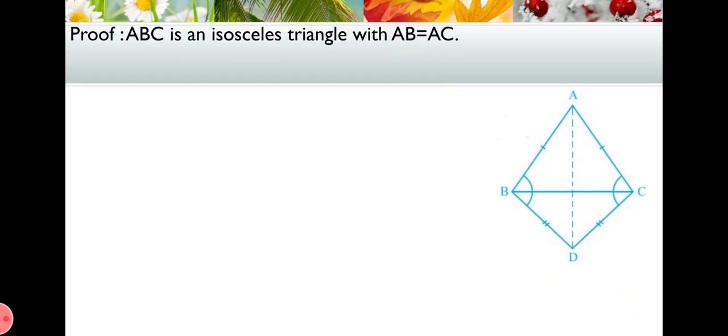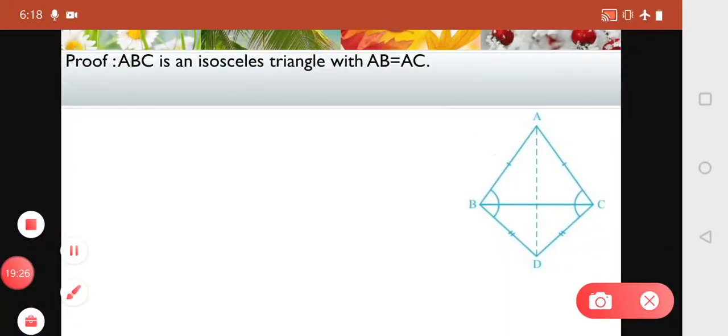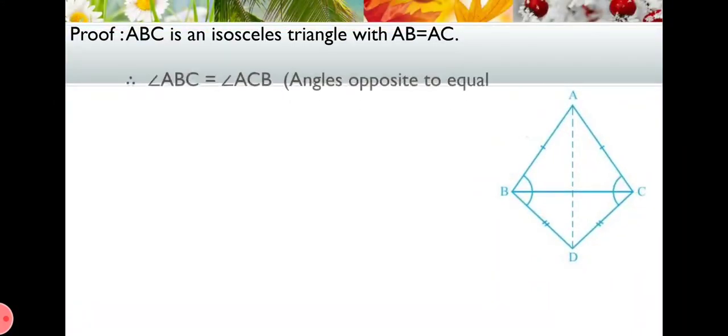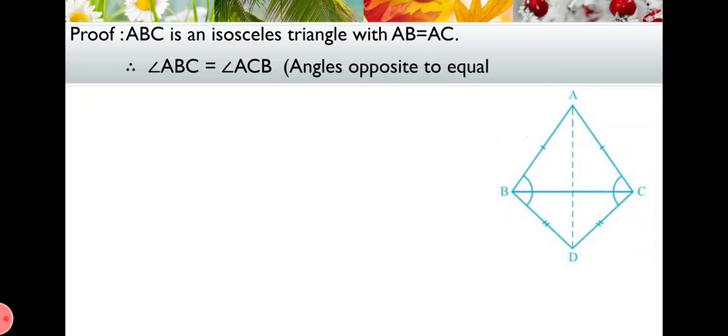Proof: ABC is an isosceles triangle with AB equal to AC. This is given in triangle ABC. This is our triangle ABC. In triangle ABC, it is given AB equals AC. So, according to theorem 7.2, we get angle ABC equals angle ACB, that is, angles opposite to equal sides are equal. So we write: therefore, angle ABC equals angle ACB, that is, angles opposite to equal sides are equal.